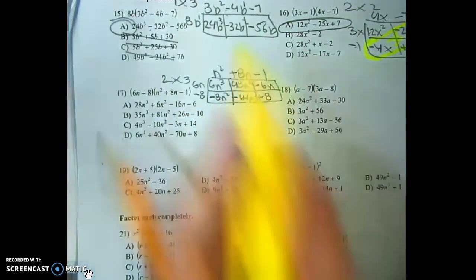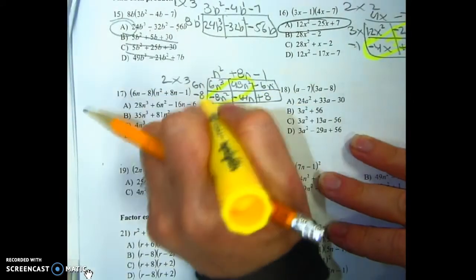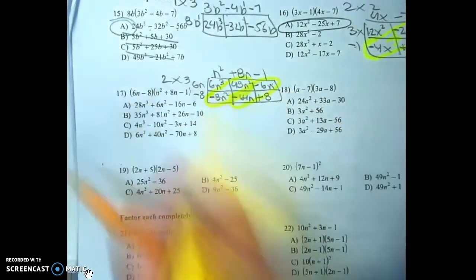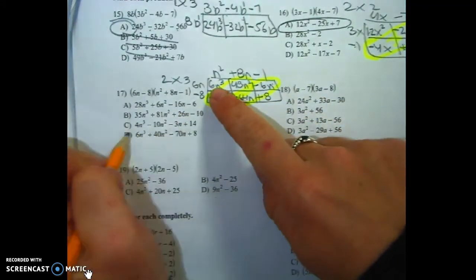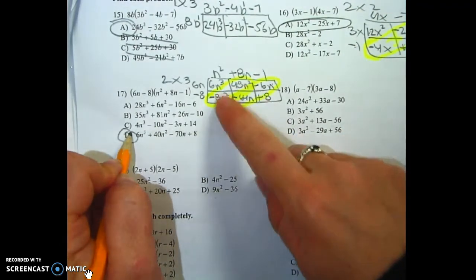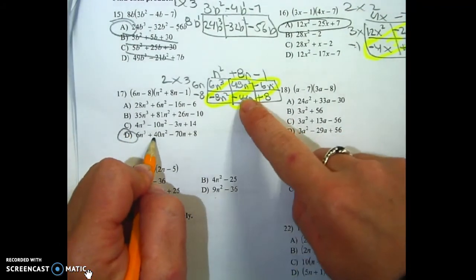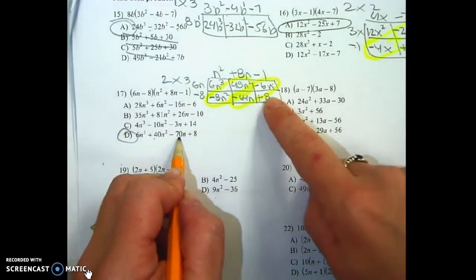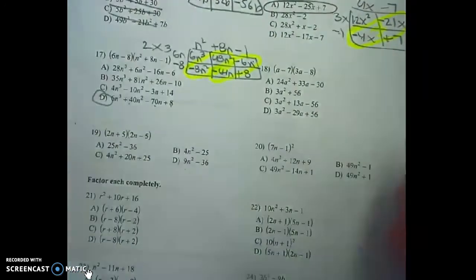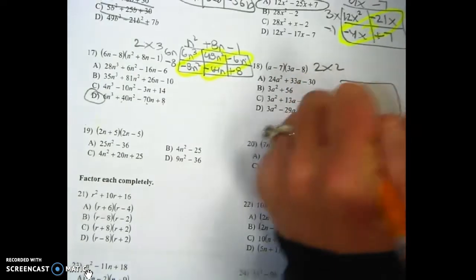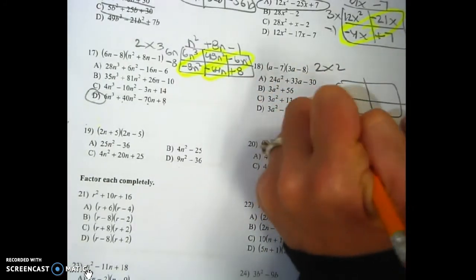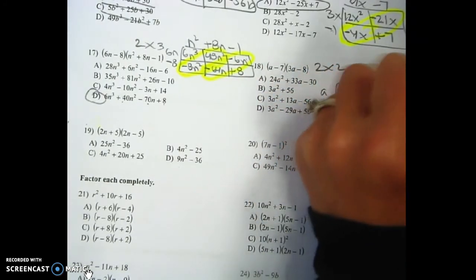The diagonals, this time we have 2 sets of diagonals. So these two go together, and these two go together. So it starts off with 6n cubed, which only lends itself to this one. 48 minus 8 is 40. Negative 64, negative 6 is negative 70, and there's your positive 8. Do your 2 by 2. A minus 7, 3a minus 8.